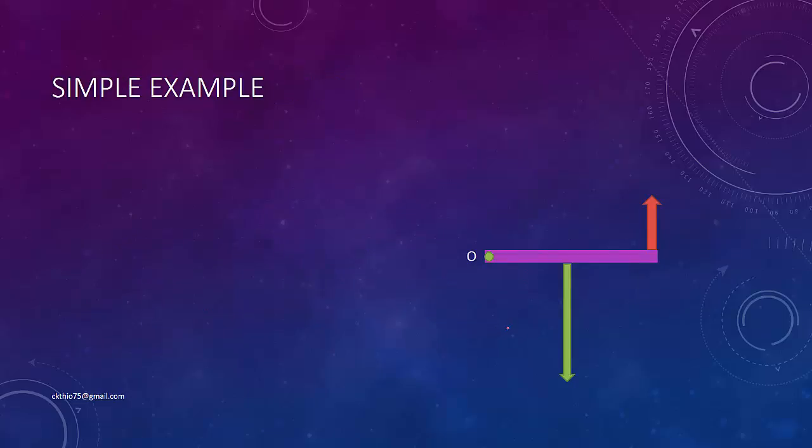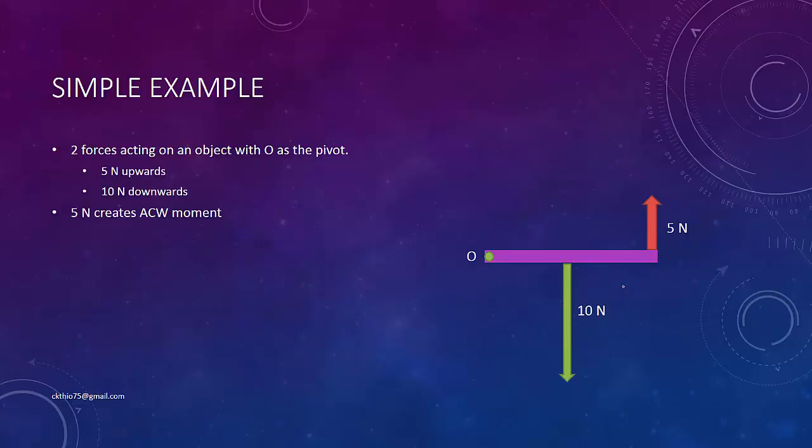So this is a simple example. You have this object and there are two forces, one up and one down, with O as the pivot. It could be 5 Newton up and 10 Newton downwards. You realize that the forces are different, okay? But this 5 Newton will create an anti-clockwise moment, and it is applied 3 meters away from the pivot. So it's 5 times 3, 15 Newton meter.